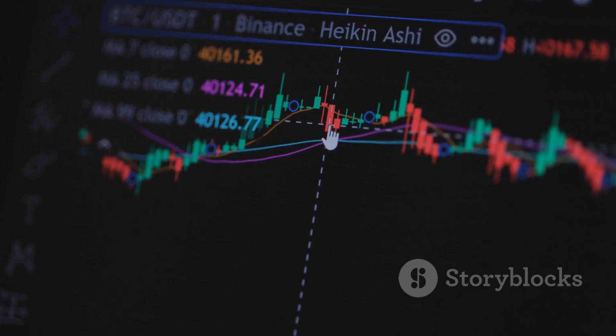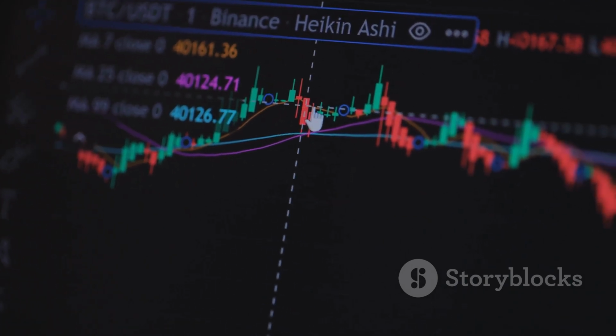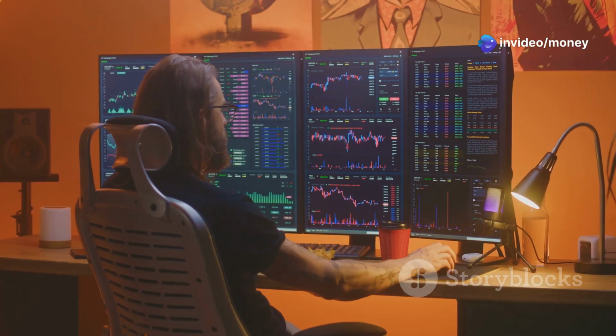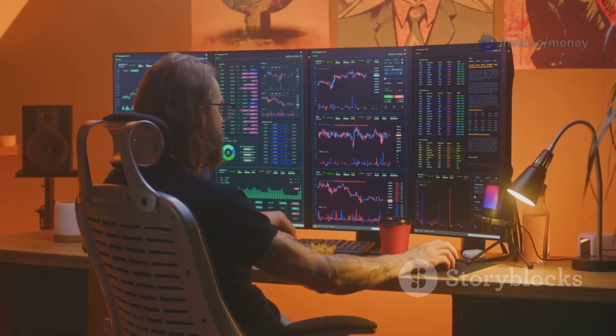See, regular moving averages can be slow to react to price changes, which means you might miss out on potential trading opportunities. But the HMA uses a special formula that gives more weight to recent prices, so you get a quicker and more accurate picture of where the market is heading.